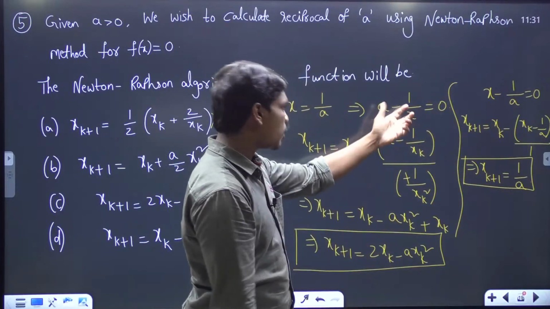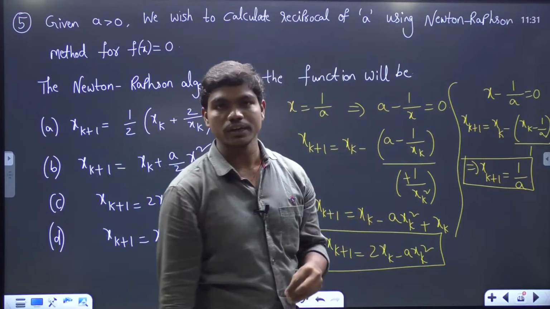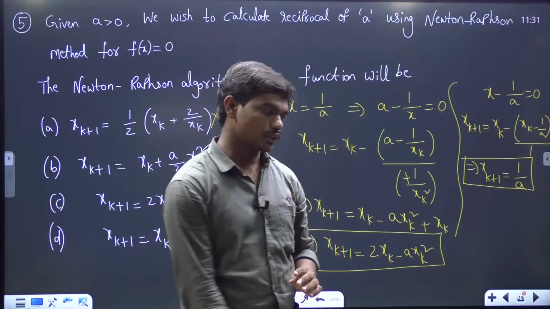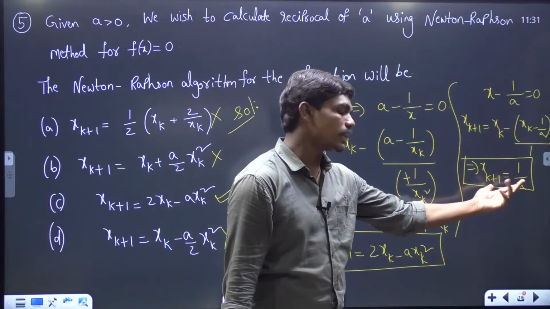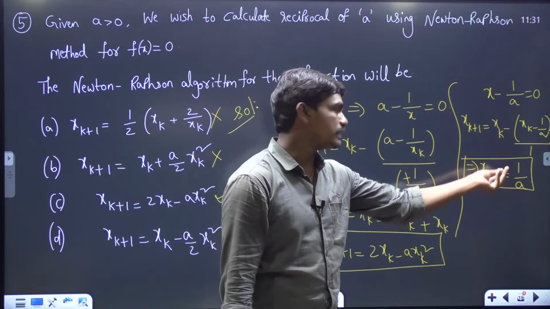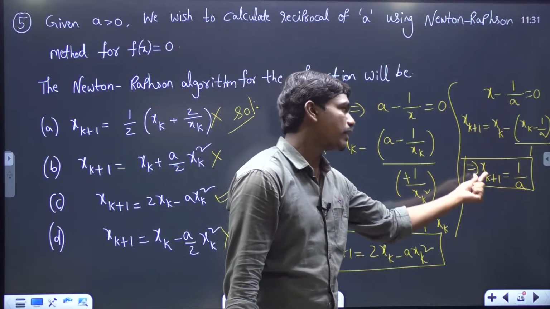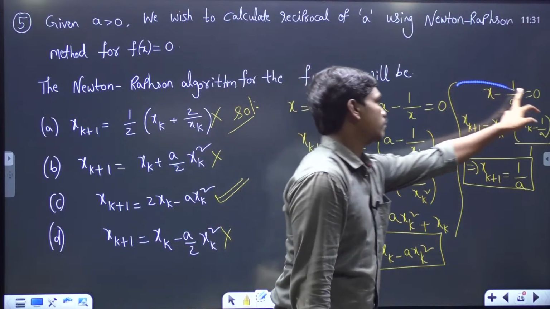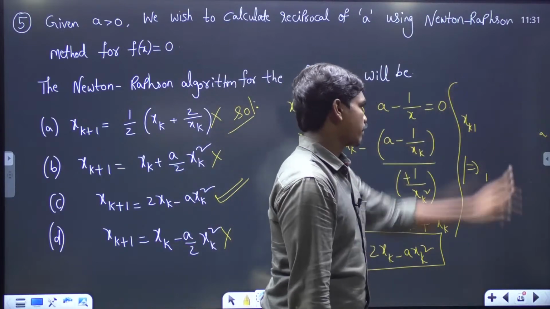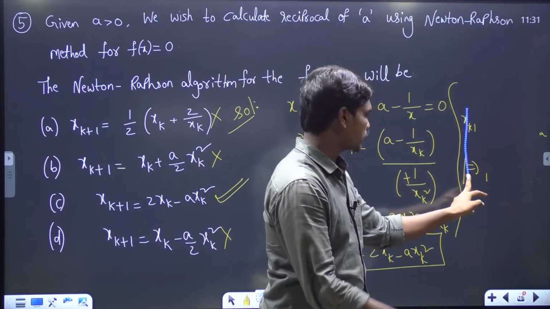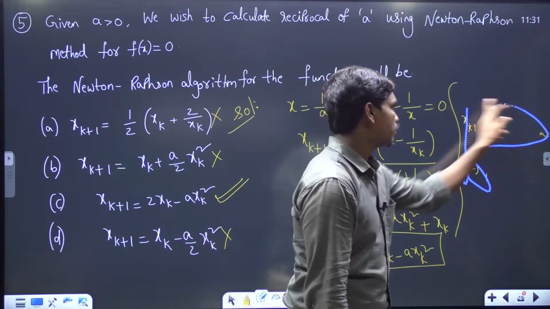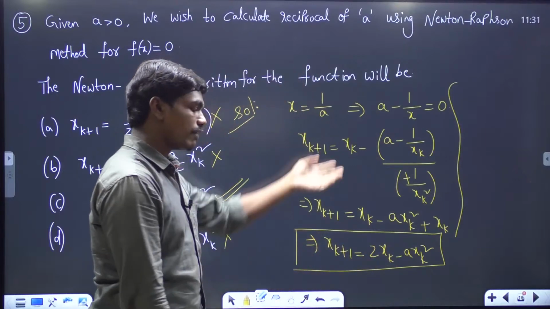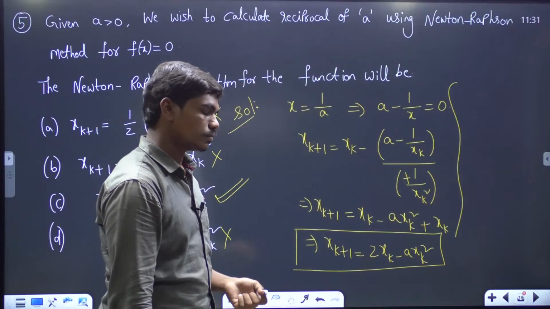Okay, so that's why we have modified the equation in this way, because our main intuition is to develop some iterative scheme or iterative algorithm for the procedure. But if you do it this way, we won't be getting any algorithm for any initial guess. It just tells us the final value is 1 by a. Okay, so did you understand why we have taken a minus 1 by x is equal to 0?